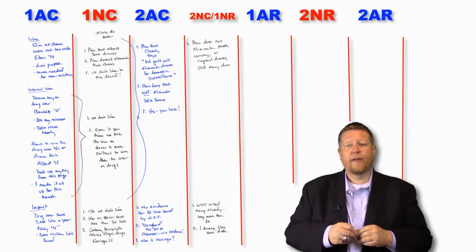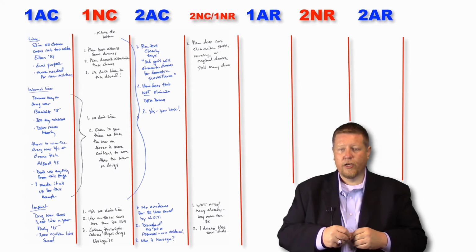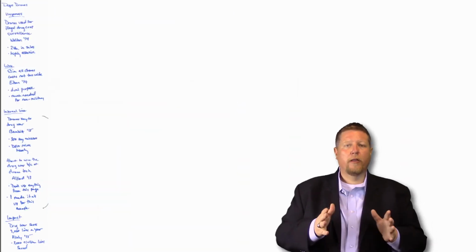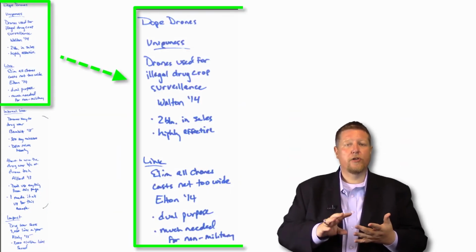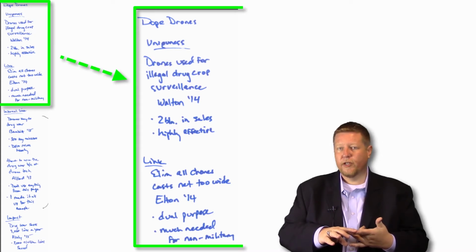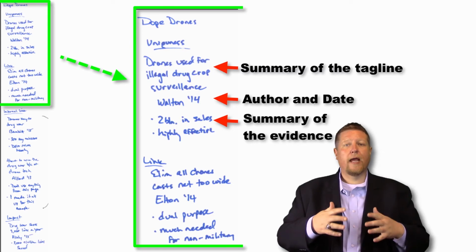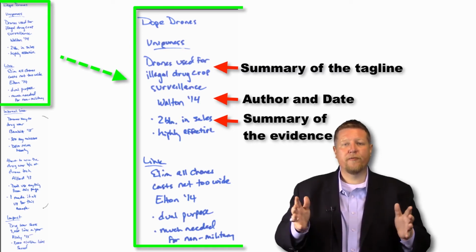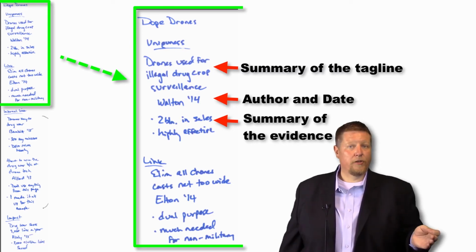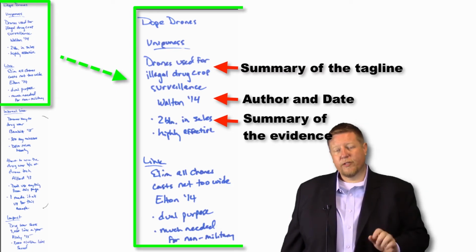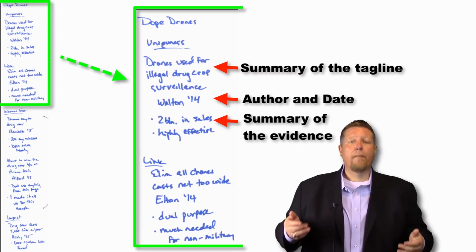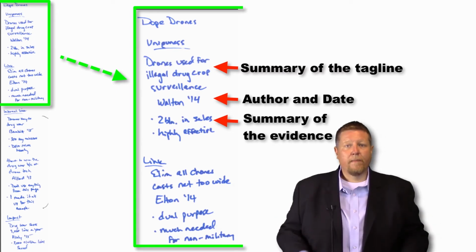Here's an example of an actual flow for a drone's disadvantage given in the 1NC. You can clearly see the uniqueness, link, internal link, and impact, each part of the disadvantage. Note that each element includes a summary of the tagline, the author, and date, and a few key points from each piece of evidence. Some arguments, like inherency, might only have one piece of evidence. Other arguments, like advantages, might have lots of pieces of evidence. And still others, like topicality and disads, have a predictable number of arguments.